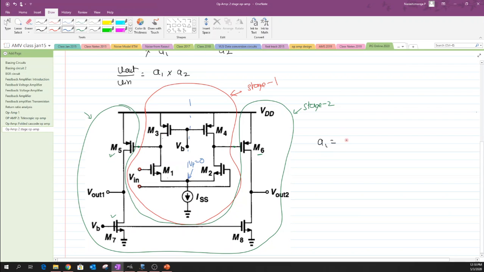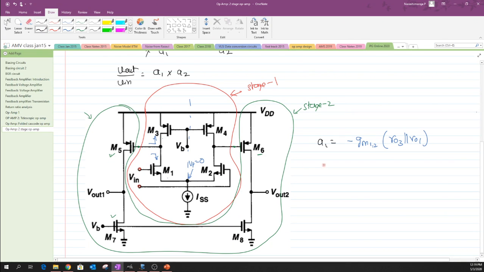The gain of this structure results in a value of Gm1,2 multiplied by the output impedance, where across the output terminal we find that the drain of M3 results in a small signal impedance of RO3, and the drain of M1 results in a small signal impedance of RO1. Okay, so this is the stage 1 gain, and right now let us evaluate the stage 2 gain.